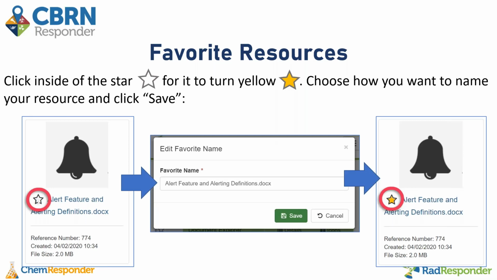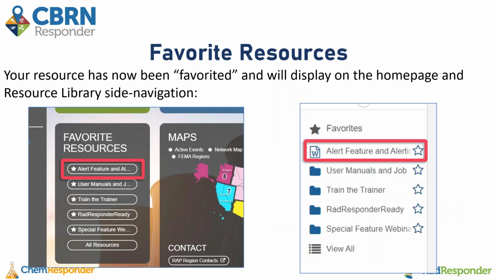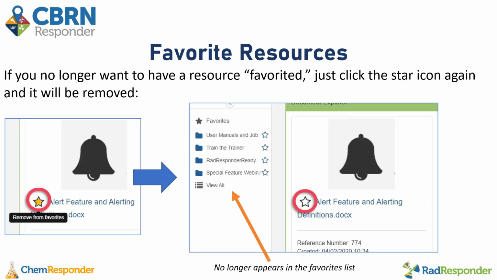Since I favorited the alert feature and alerting definitions document, now if I go to my home page, I can see that it is at the top of my favorites, as well as the top of my favorites on the side navigation on the resource library. If I no longer want to have a resource favorited, I can just click the star icon again and it will be removed. So once I click that star, you can see in the right-hand side that that alerting feature job aid no longer appears in my favorites list.